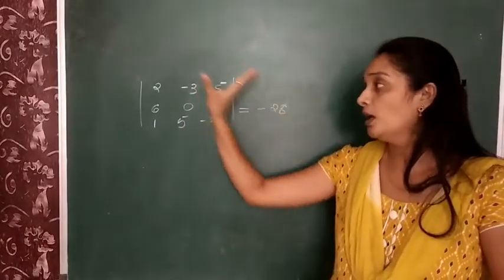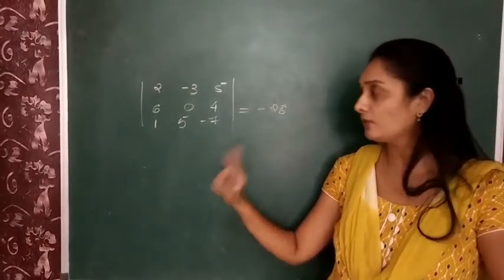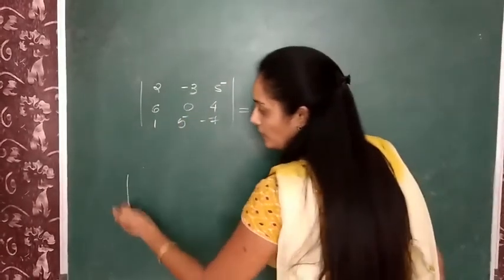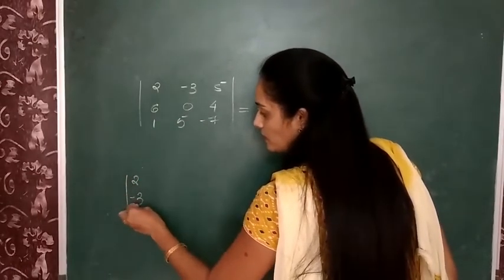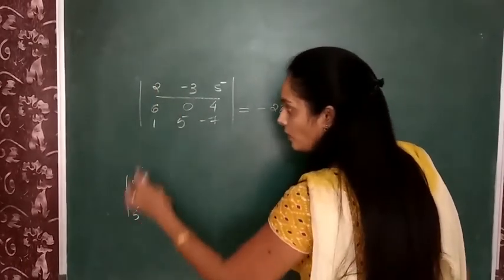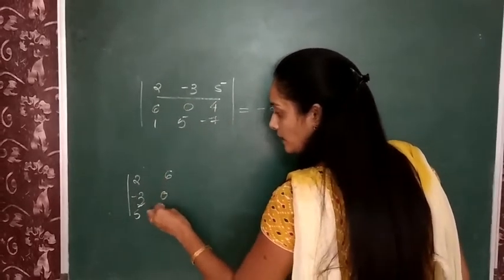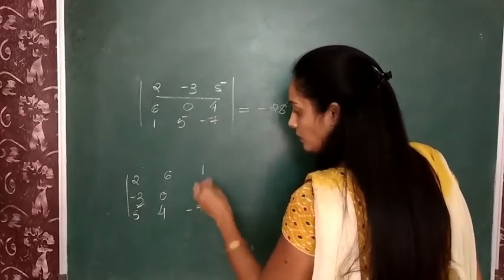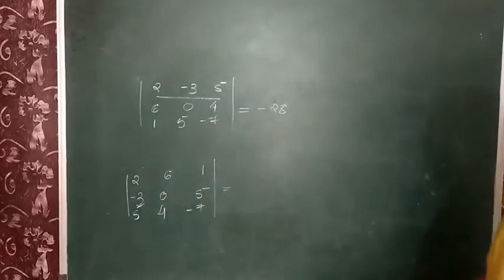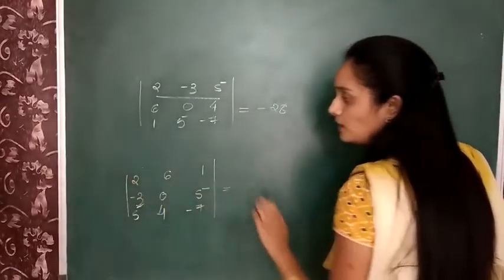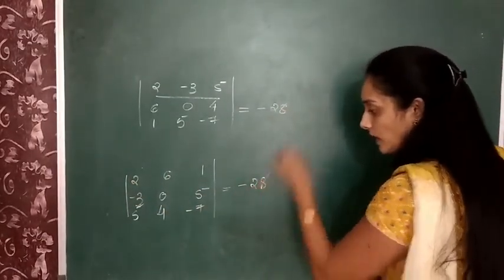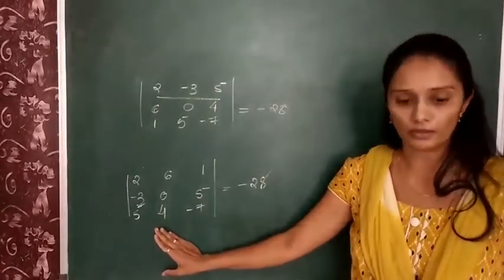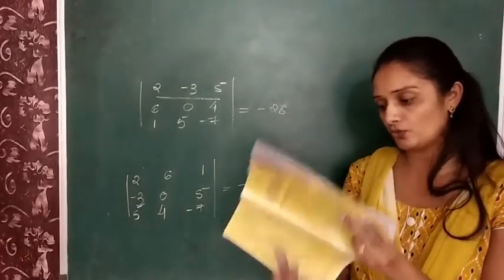And property 1 says if we interchange all rows into columns, the determinant becomes like this: 2, minus 3, 5. First row became first column, second row became second column, and third row became third column. Then the determinant remains unchanged. That means if we solve this determinant, the answer is also minus 28. This is called property number 1. Okay, now property 2.